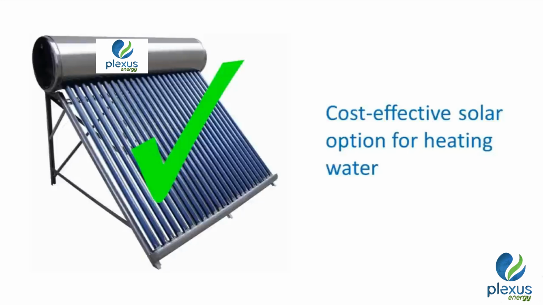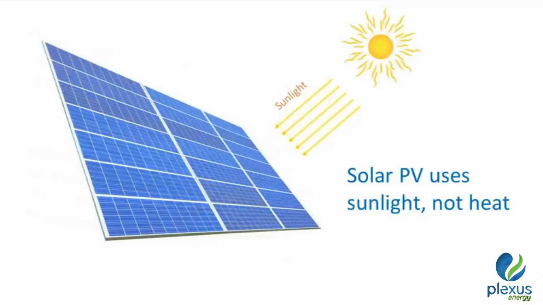Solar PV, on the other hand, uses sunlight and not heat to generate electricity. It is this technology that we use to generate electricity from our residential, commercial, and industrial rooftops. Let us understand how rooftop solar PV works.